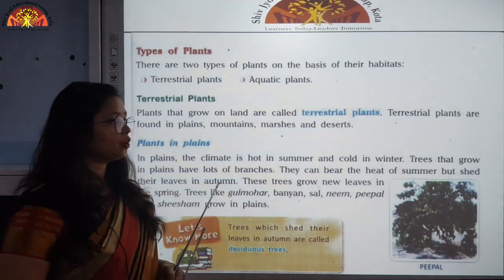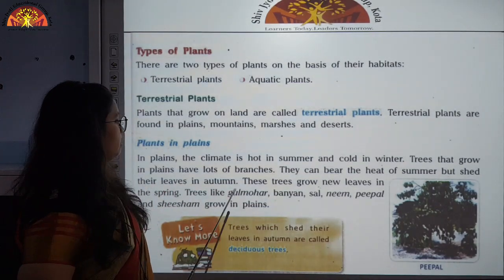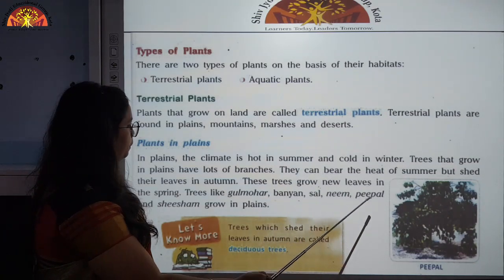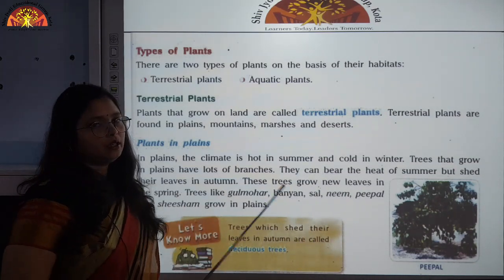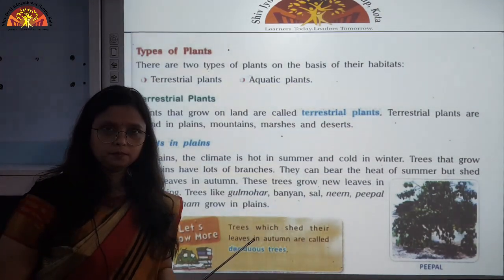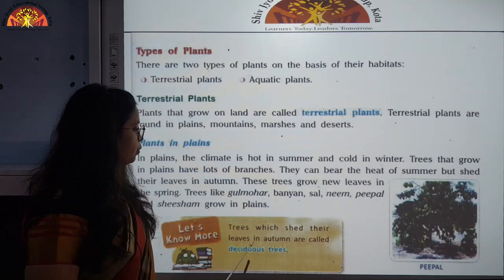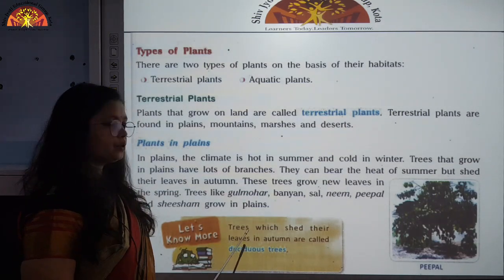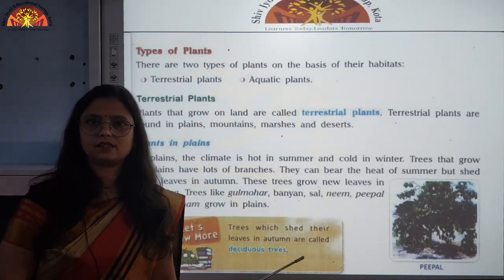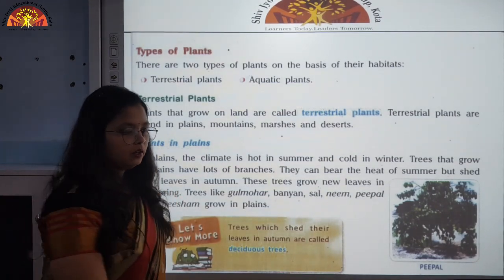And the plants which grow in plains are gulmohar, banyan, sal, neem, peepal and so on. There are so many other examples also. Now, there is one term, that is deciduous trees. So, these are the trees which shed their leaves in autumn season. We call them as deciduous trees. So, you learn this term.